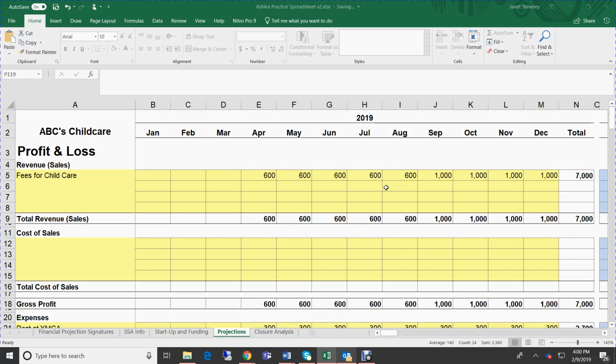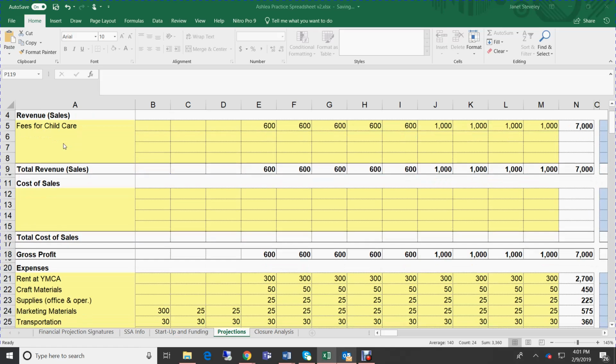The next spreadsheet we'll look at is the projection spreadsheet. When you open this, make sure that you start at the far left top of the page, at cell A1, so that you see the whole page. You should be looking at the top of the page, which is the profit and loss projections. If you scroll down through this page, you'll see the following sections.